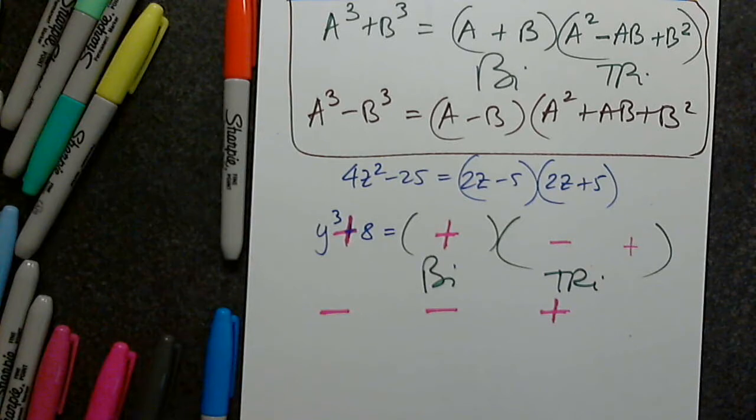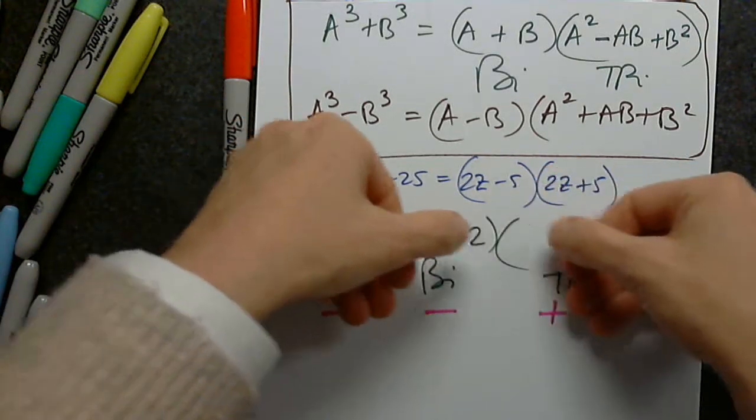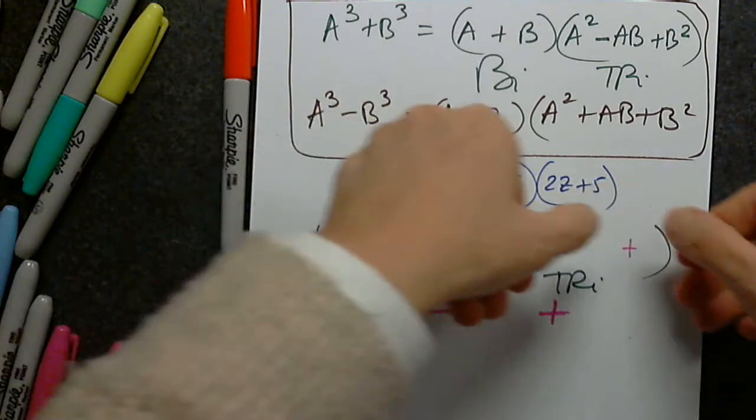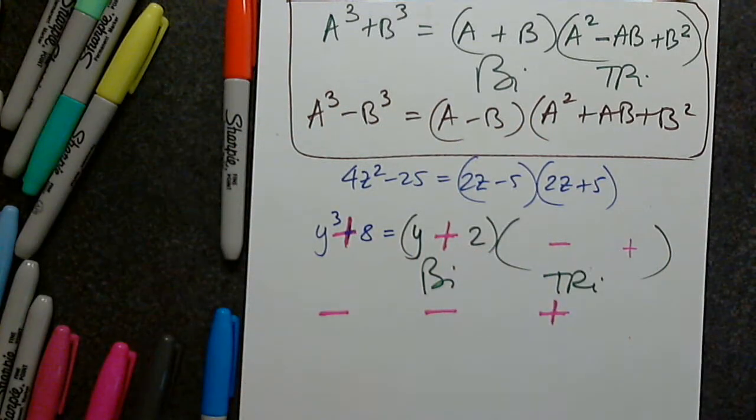Okay, so can anyone give us the binomial? Y plus 2. Do you all agree with y plus 2 as being the binomial? So here's how we build the trinomial. We square this and we put it here. We square this and we put it here. We multiply these 2 and we put it in the middle.